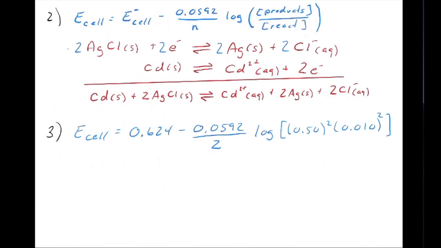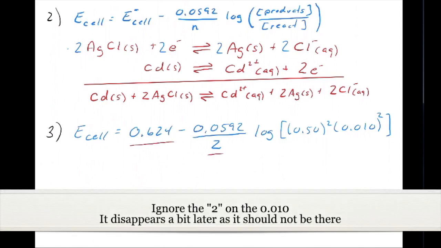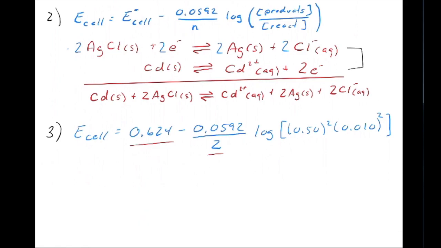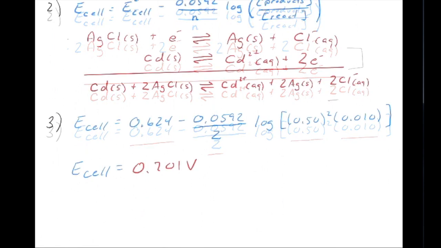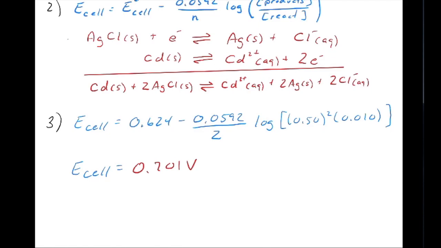So when we write out the Nernst equation, our E cell we already figured out in step 1. The number of electrons transferred in the reaction is 2, right? Because we needed to have 2 electrons in these half reactions in order to be able to cancel them out. Now for our products, we're going to have 0.5 squared times 0.01. And remember, we have to have the squared on the 0.5 because the concentration of Cl is 0.5 and there are 2 chlorides in the reaction. So that means we have to square it. So if we solve that equation, we end up getting the voltage of the cell being 0.701 volts.